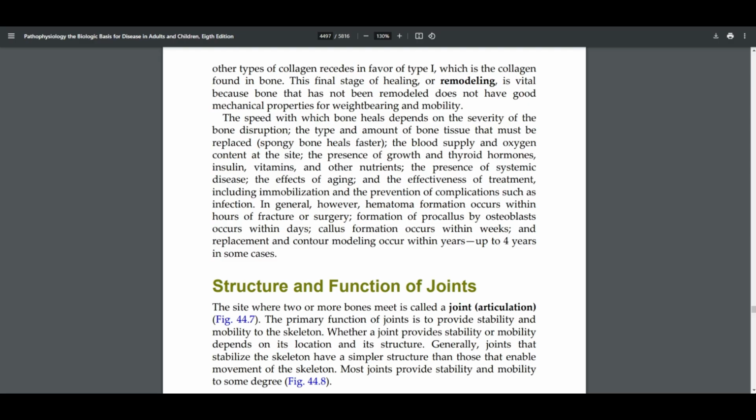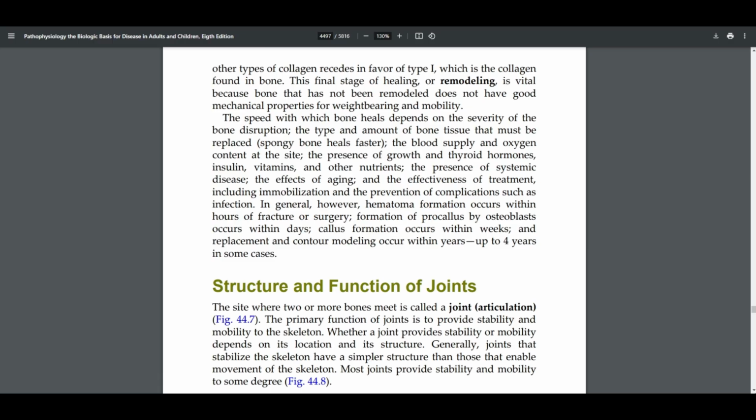The speed at which bone heals depends on the severity of the bone disruption, the type and amount of bone tissue that must be replaced, the blood supply and oxygen content at the site, the presence of growth and thyroid hormones, insulin, vitamins, and other nutrients, the presence of systemic disease, the effects of aging, and the effectiveness of treatment, including immobilization and the prevention of complications, such as infection.